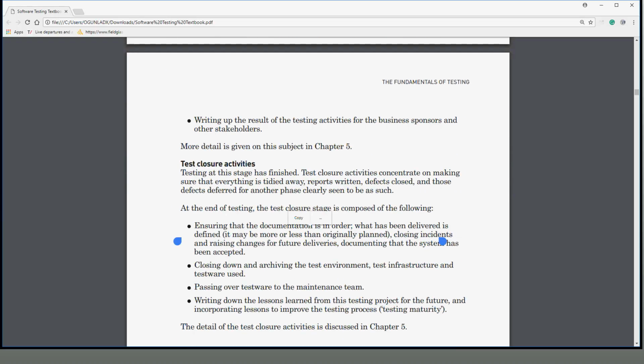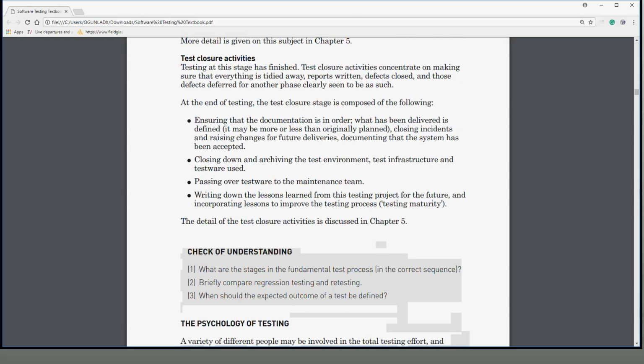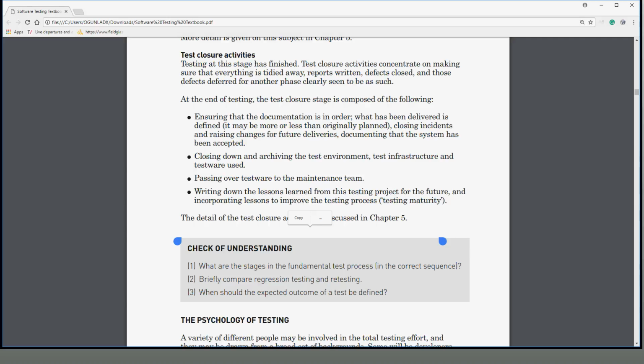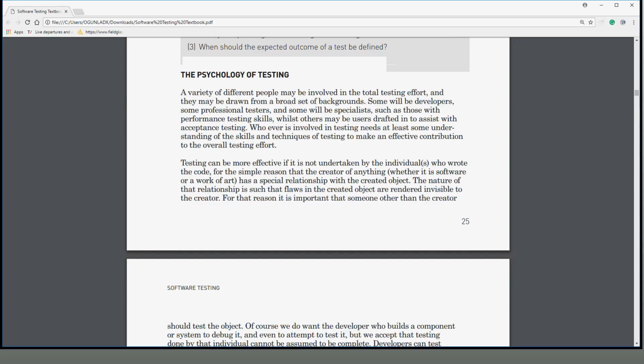Then your test closure activities: what do you need to do when you're actually closing your test? Is your documentation in order? Is your test environment archived or does it need to be archived? Your test infrastructure, is it returned back to where it was before? Then what do you need to pass to the maintenance team? And also maybe you need to write your lessons learned. So everything has to be included in your test closure activities. So that is that on that one.